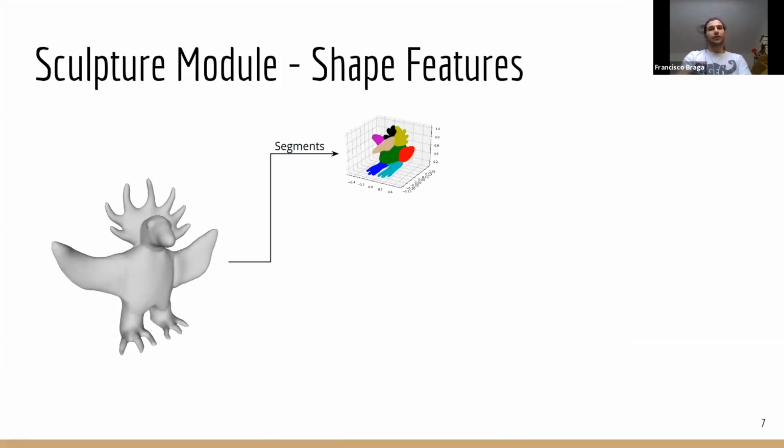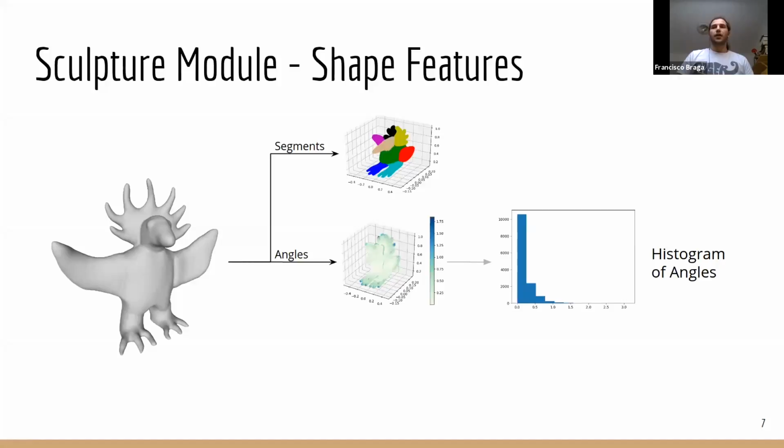The second feature regarding shape is the angles. To measure the angles, we use the normal vector of the faces, and to obtain a certain vertex angle, we measure the angles among all its faces, or rather the normal vectors of all its faces, and we only consider the maximum one. From there, we can obtain the histogram of angles for, for example, a segment or the whole sculpture.